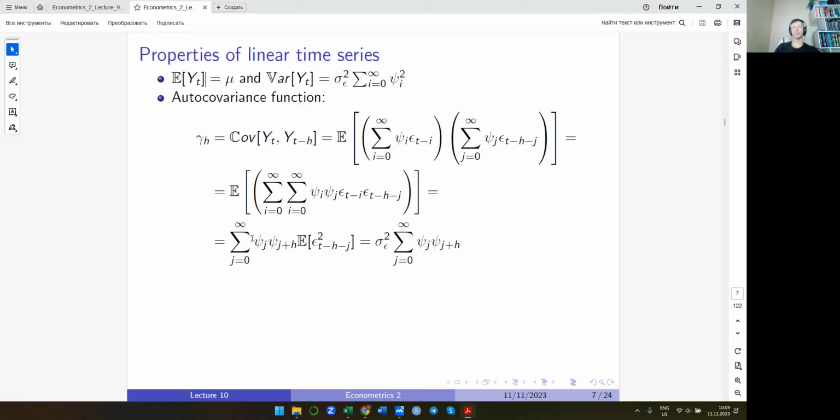Given that expectation of epsilon squared is sigma squared, we have something similar to the variance. This is sigma squared of epsilon multiplied by the sum of cross products of the psi coefficients. So basically you need to take the coefficients from j to infinity and j plus h to infinity, multiply them, and sum over them.